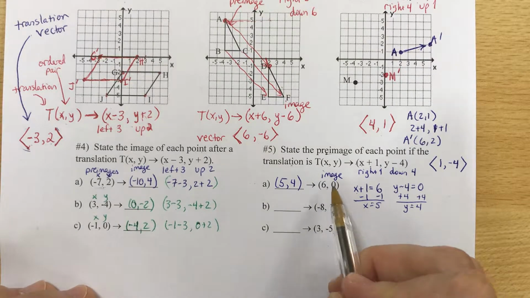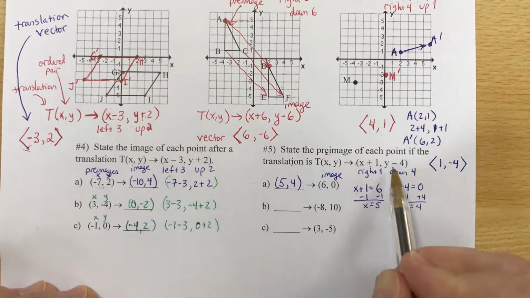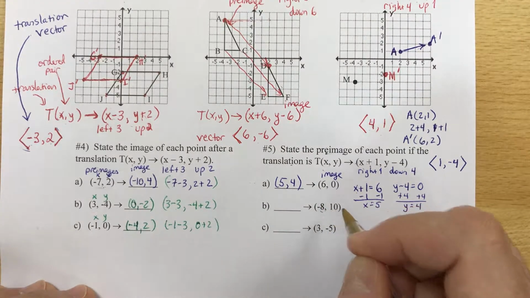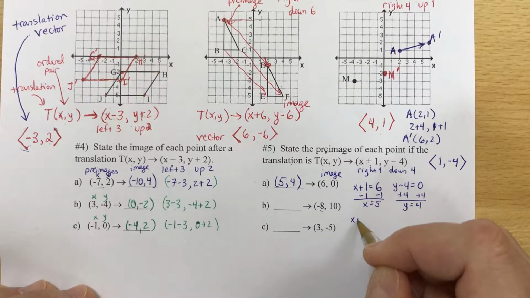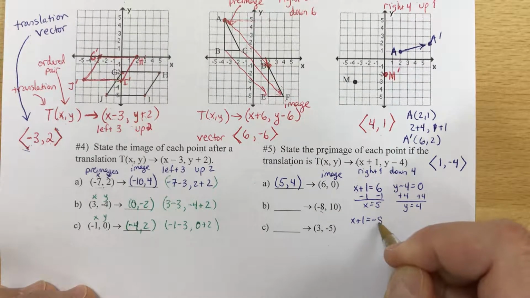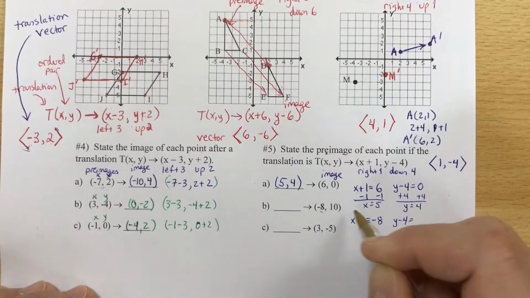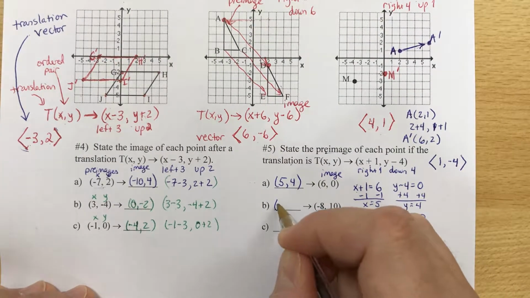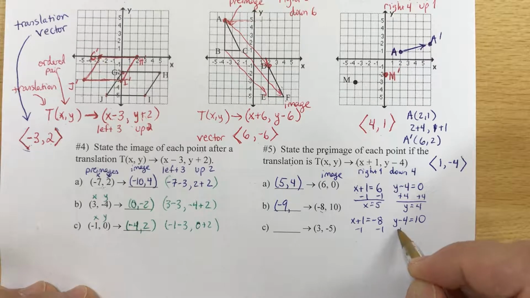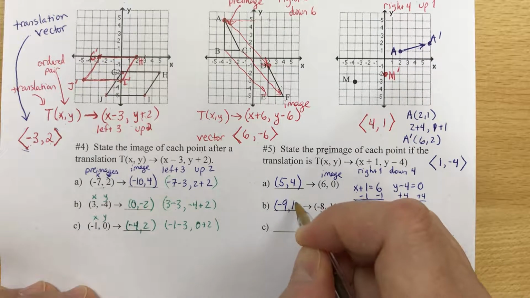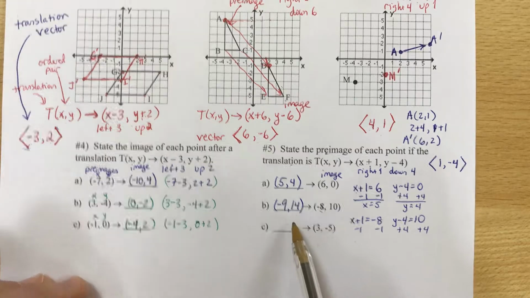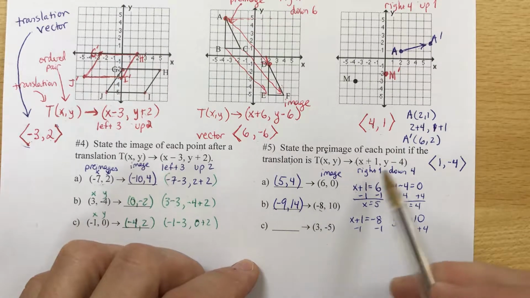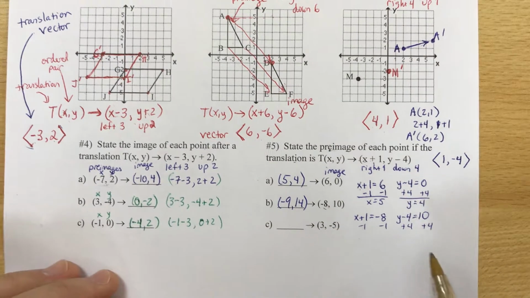So we're ending with 6, 0. So 5 plus 1 is 6. 4 minus 4 is 0. Okay, negative 8 and 10. That's our image. That's where we end. So x plus 1 would have to give us negative 8. Y minus 4 would have to give us positive 10. Subtract 1. So we get x is negative 9. Add 4. And we get y equals 14. That's our starting point. And again, you can check. If I take negative 9, add 1, I get negative 8. If I take 14, subtract 4, I end up with 10.